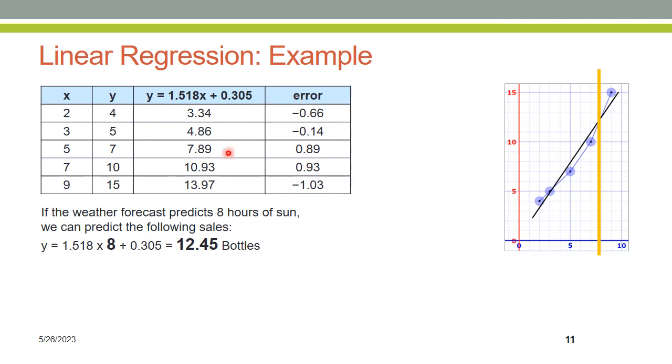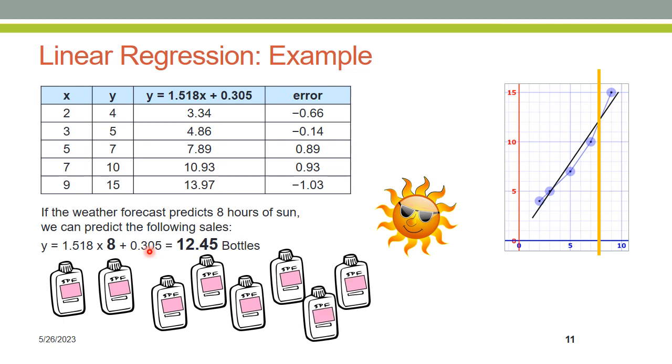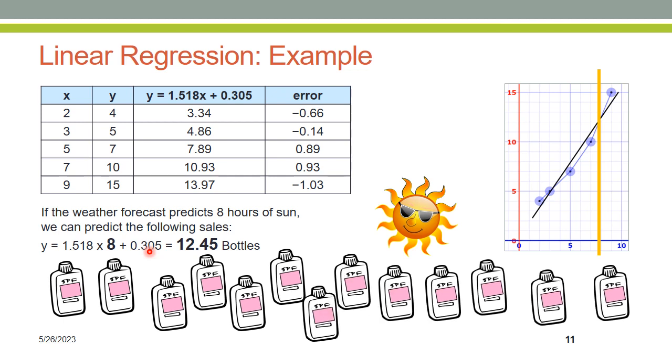But what's important is that if the weather forecast now predicts 8 hours of sun, we can now use our model to predict the following sales. We can say 1.518 times 8 plus 0.305 gives us 12.45 bottles of sunscreen that we can sell. And if we want to see this on this graph here, all we have to do is make a line here with our 8 hours, our input attribute, and it will intersect our model line, our best fit line, right here at 12.45.